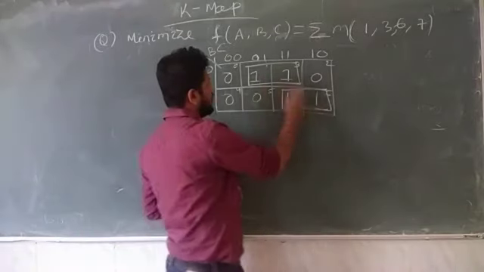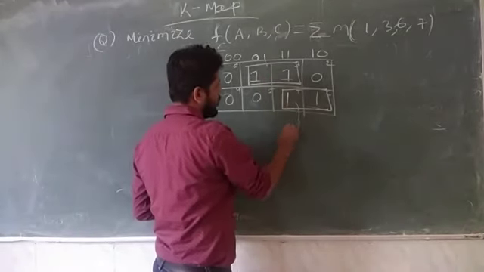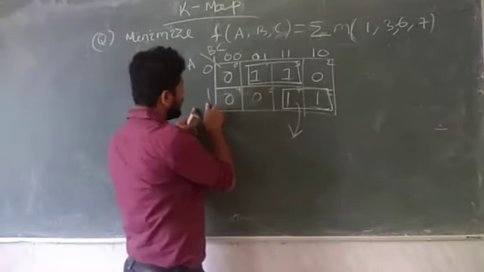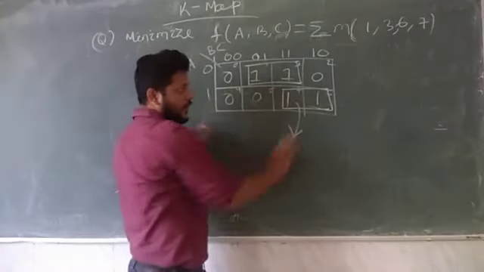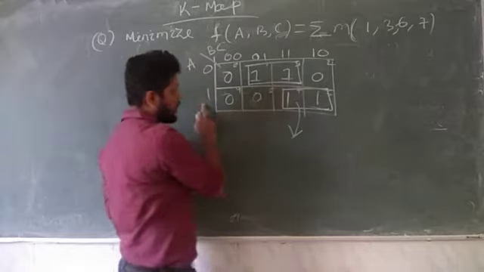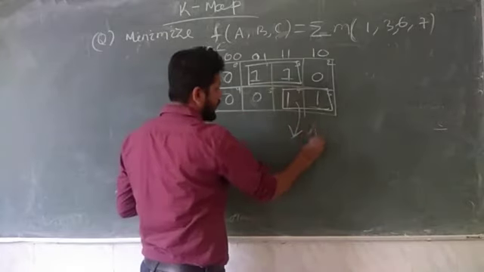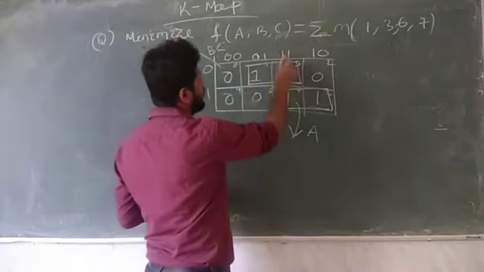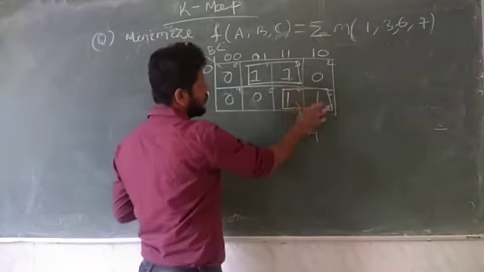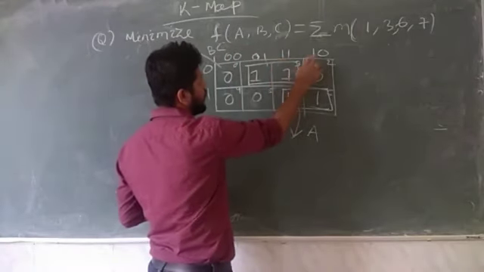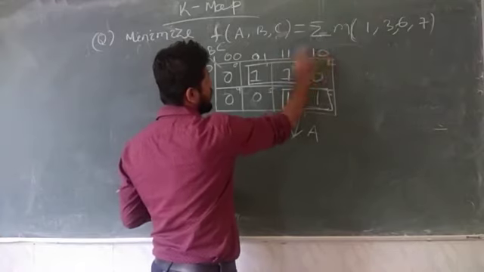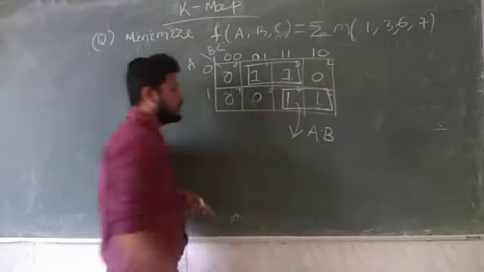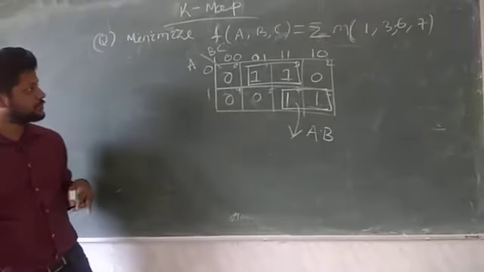So 1 1 1 1. This can be written as, here you need to see that A is 1 and throughout all these cells A is common, hence A can appear here. Then we need to see BC, 1 1 1 0. For these two cells BC is 1 1 1 0. So C is changing from 1 to 0, but B is constant 1, hence I can write that this is AB.